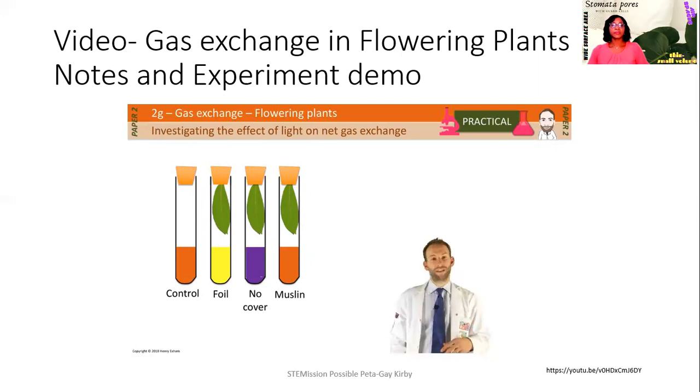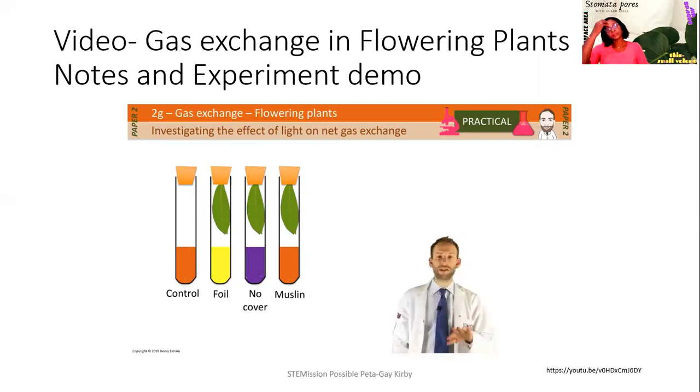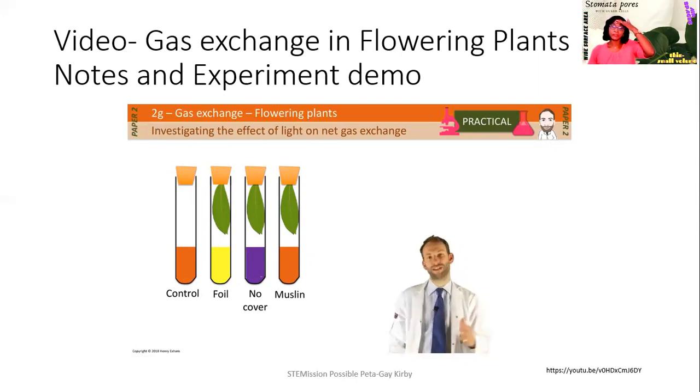The one with muslin on, well, it's getting a bit of light in, but not very much. It's probably doing about an equal amount of photosynthesis and respiration, so we're not expecting any colour change, no difference in CO2. The one with no covering at all, though, is going to be using up all the CO2 inside that tube for photosynthesis, so it has gone very purple.